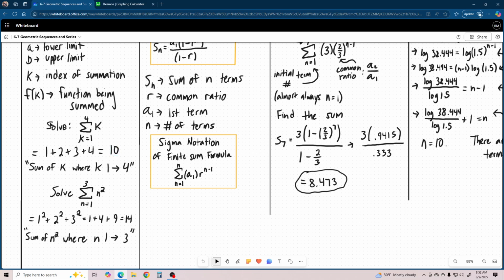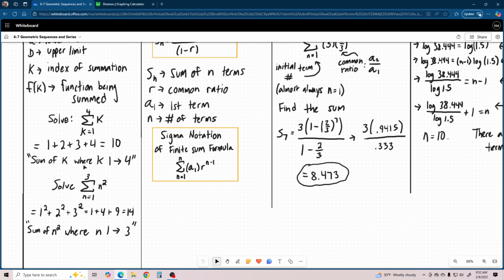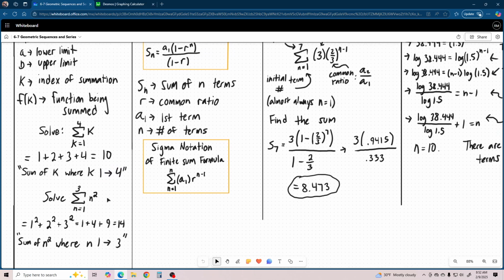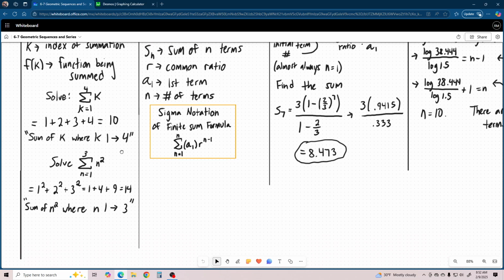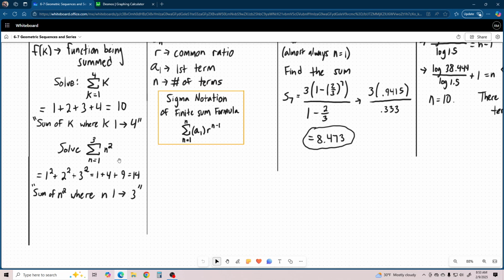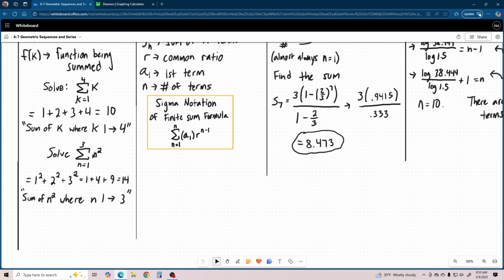Okay? This is just going to take some looking at and some practice. So the sum of k, where k is from 1 to 4, is 10. Let's try one that may be a little bit more intuitive for some people, because the whole k thing is a little bit odd. So let's find the sum of n squared from 1 to 3. The way we're going to do this is we're going to substitute each of the numbers from 1 to 3 for n.